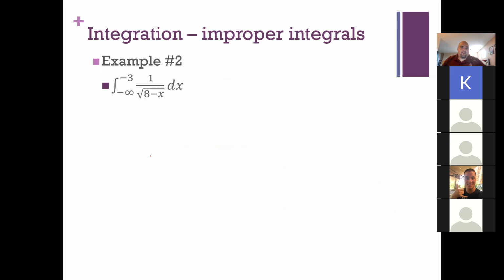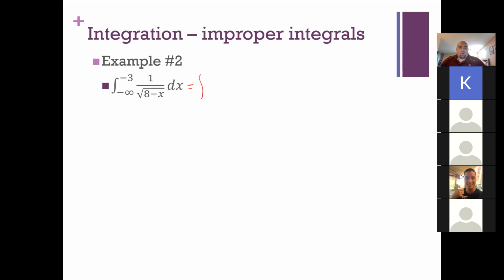Right. Okay. All right, so now I got this new one, so from negative infinity to -3 of the integral of 1 over square root of 8 minus x. Do we think this will converge? Still a positive. Yes. Okay, I got a vote for yes. Okay, let's see.